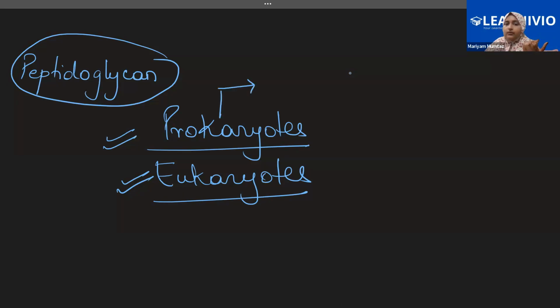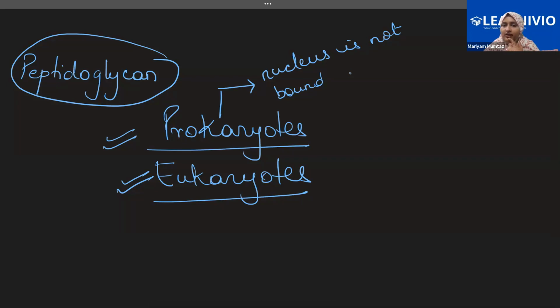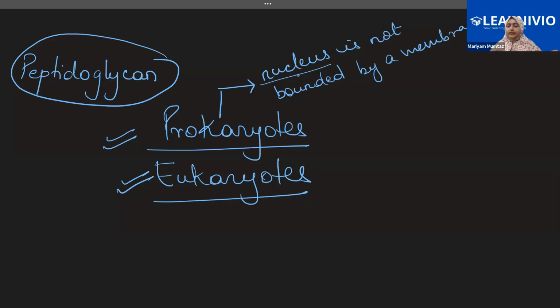So you can write it down that here the nucleus is not bounded by a membrane. There is no membrane that surrounds the nucleus. You people understand what is the meaning of the nucleus being bounded by a membrane? What does it mean? Can you explain this?